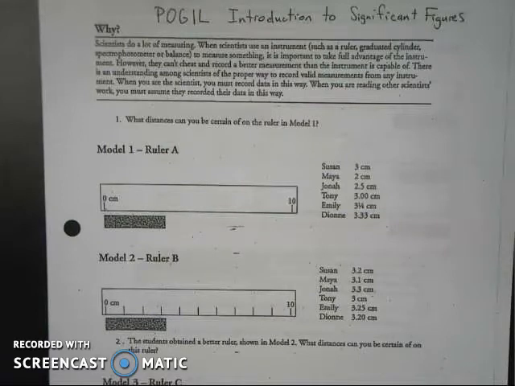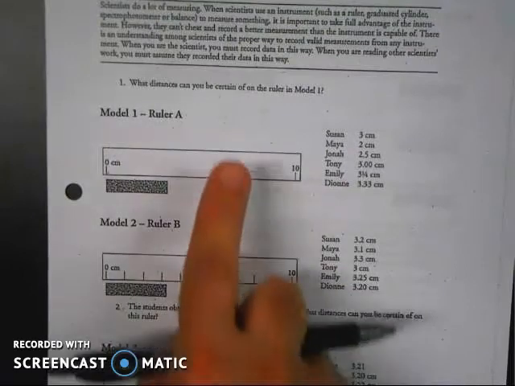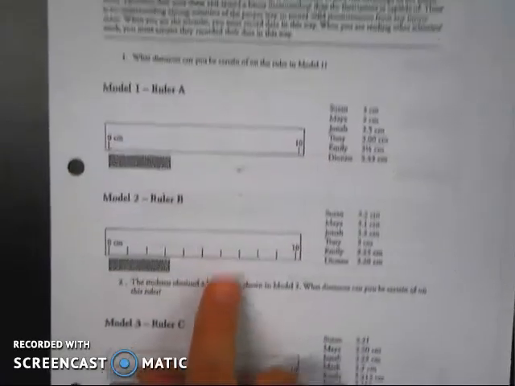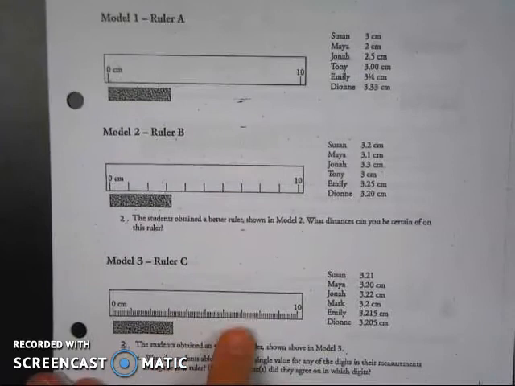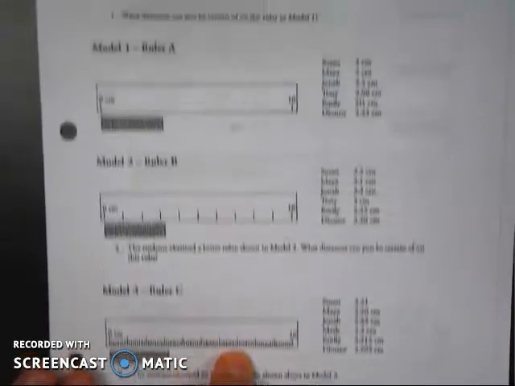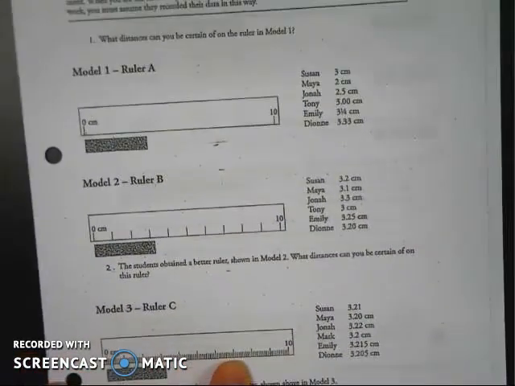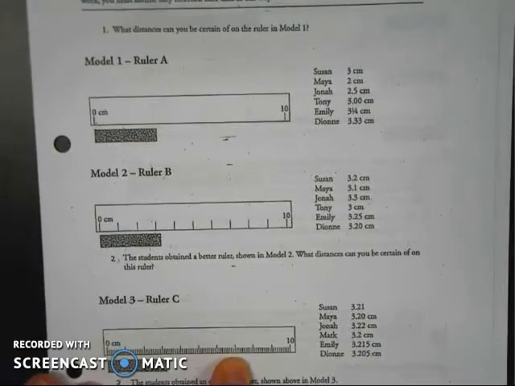What we are going to be talking about is using instruments and how we read instruments in science, because anytime that we use an instrument, there's going to be some kind of uncertainty to a measurement because we can only read out so many places. If we look at our first thing here, we have model 1 with ruler A, model 2 with ruler B, and model 3 with ruler C. I would like you to pause the video and go ahead and answer the questions.